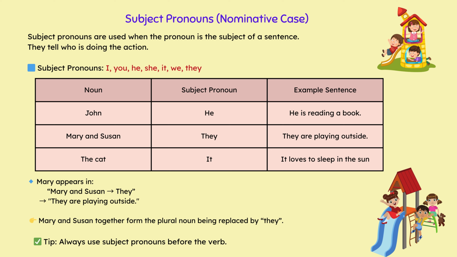Let's look at some examples. The noun John is replaced with the pronoun he. He is reading a book. The noun Mary and Susan becomes they. They are playing outside. Here, Mary and Susan together form a plural noun, so we use they. The noun the cat becomes it. It loves to sleep in the sun. So remember, use subject pronouns when you want to say who is doing the action in a sentence.